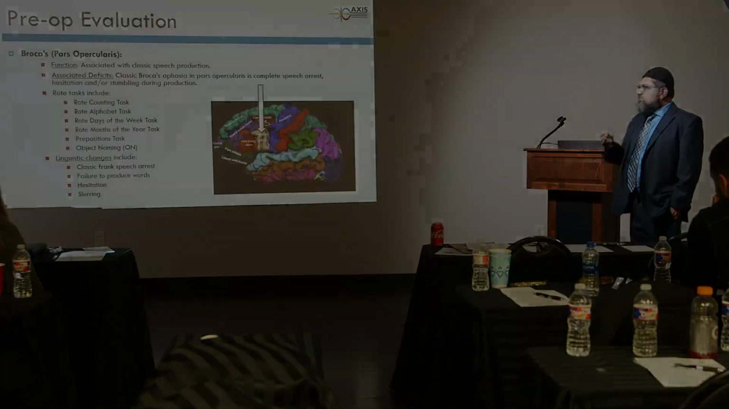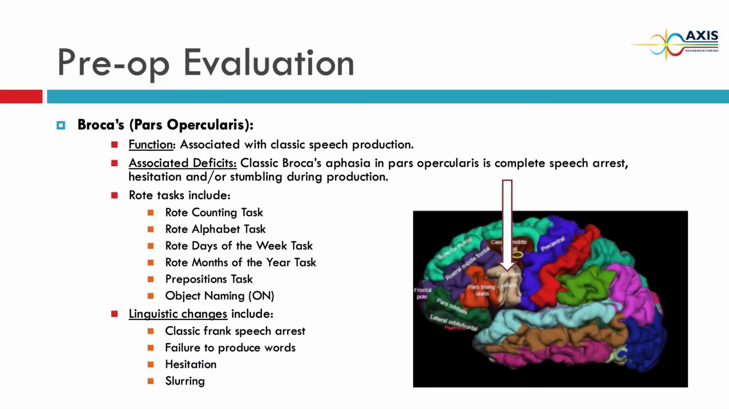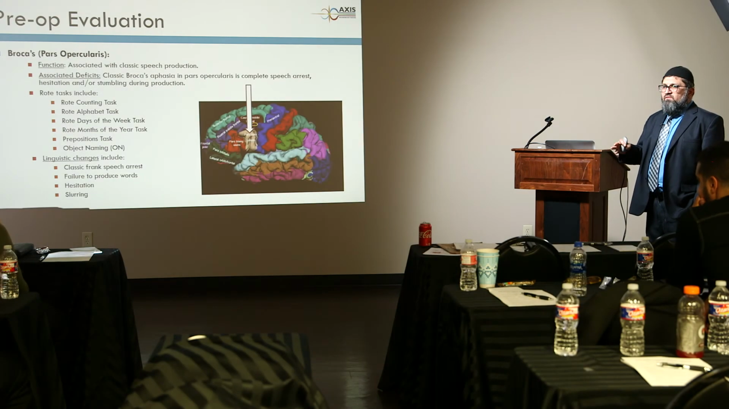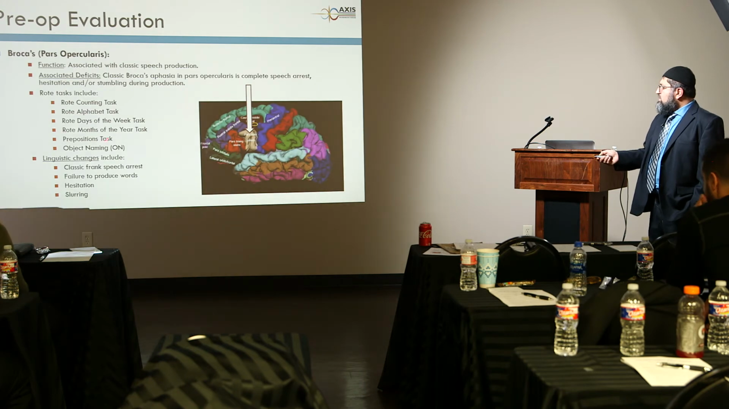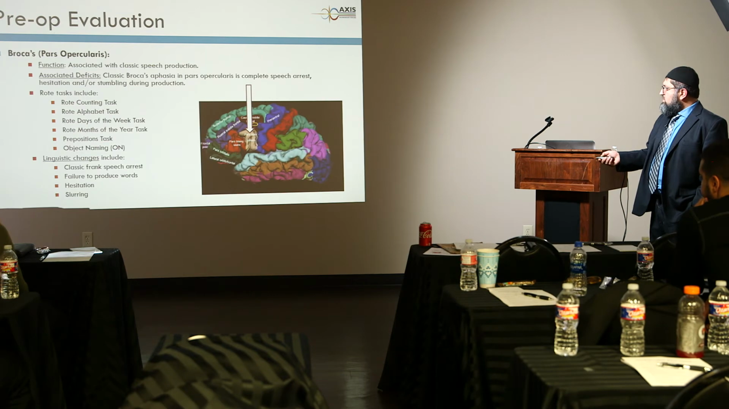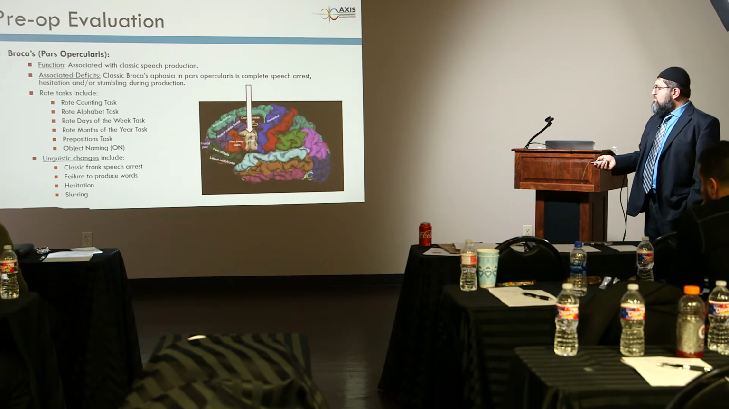So how we test that: we ask the patient to count 1, 2, 3, 4, 5. They can count 1 to 10, 20, and recite the alphabet. I ask them to read the alphabet. Days of the week, months of the year. We do different tests, all speech related, but we alternate so we are not just doing one test. Months of the year, prepositions, and object naming, where you show them cards and pictures.